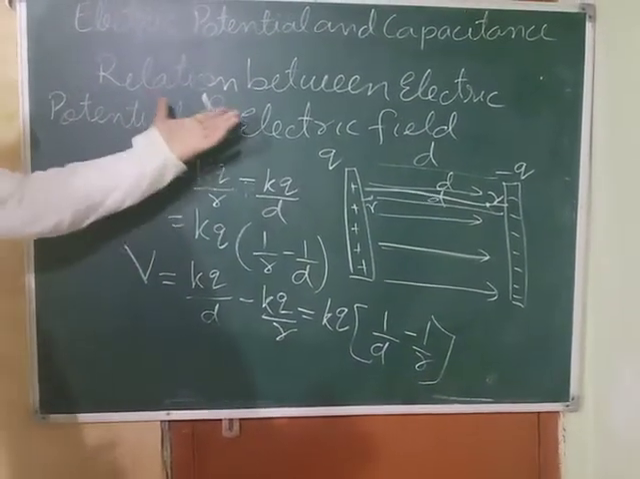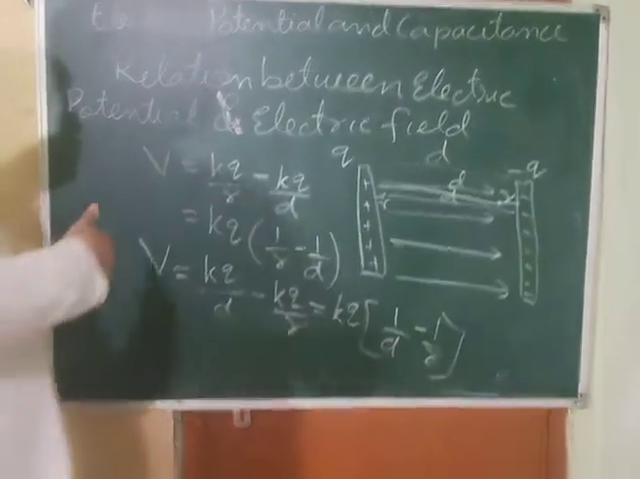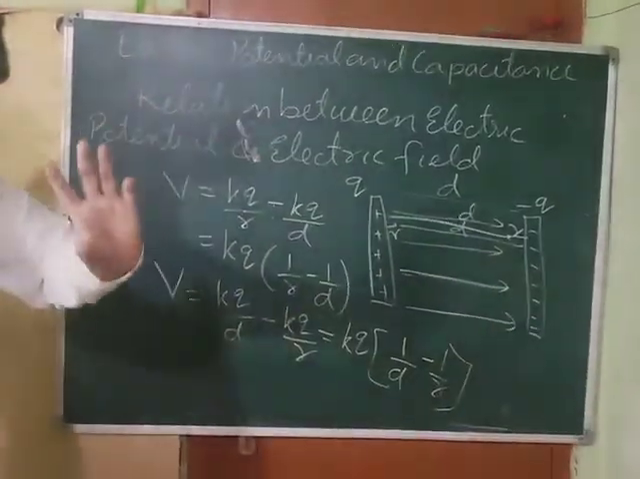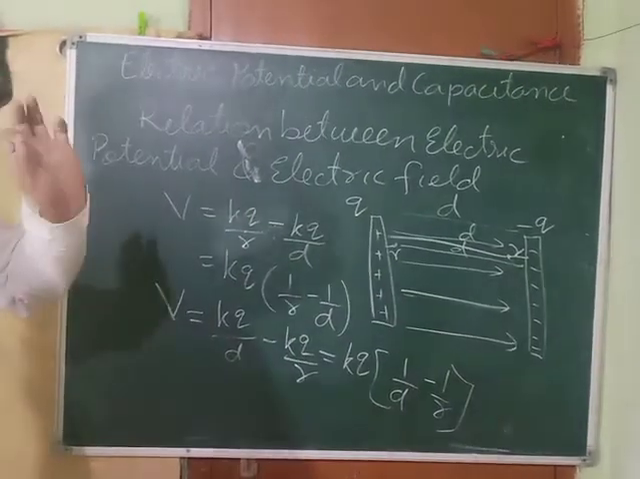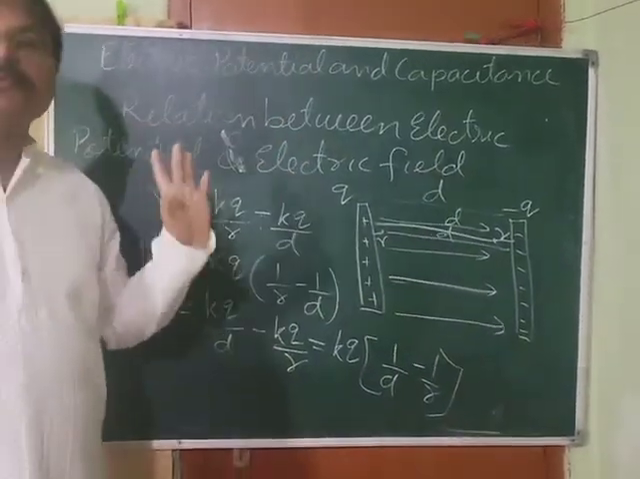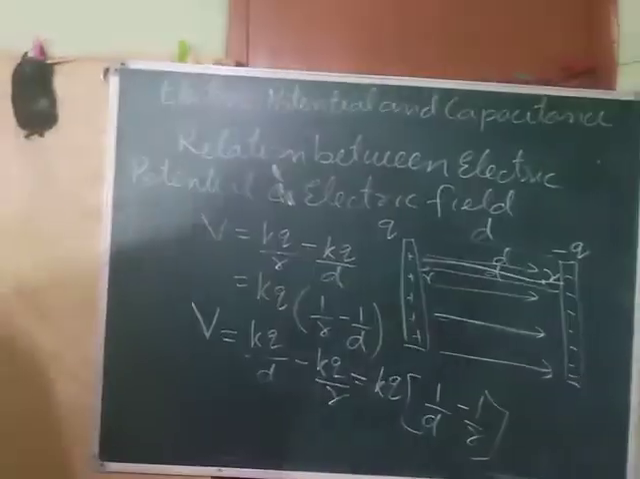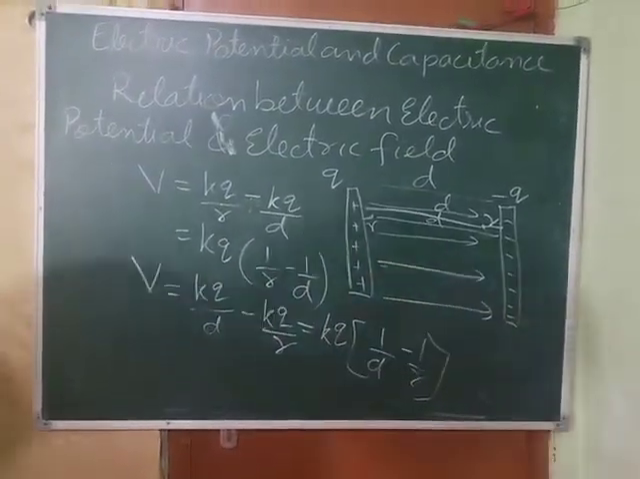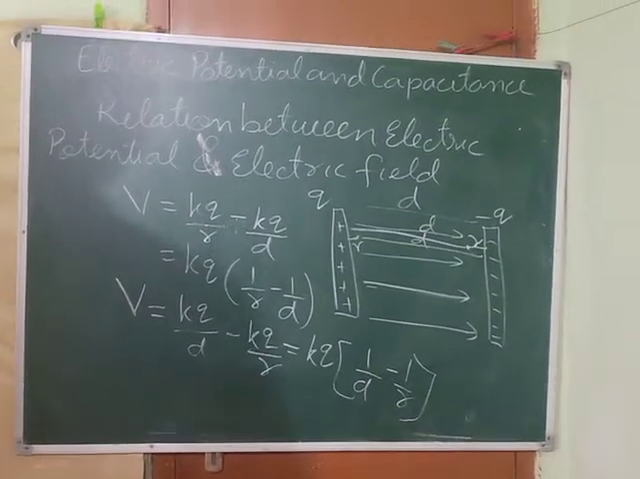So under this heading, you write first thing: as we move along the direction of electric field, the potential decreases gradually from positive value to negative value. Written? Very nice. The potential decreases gradually from positive value to negative value.